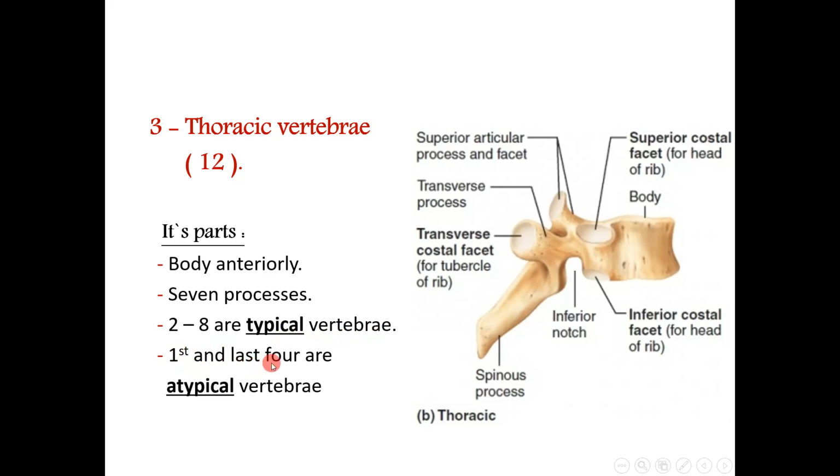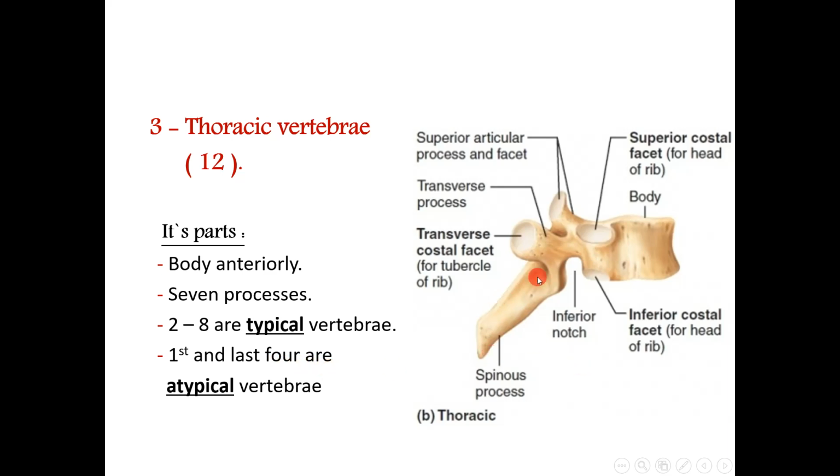The first and last 4 are atypical vertebrae. They are different from the 2nd to the 8th. Because they are different, they are called atypical. So what are the atypicals? The atypical thoracic vertebrae are the first and the last 4 thoracic vertebrae.